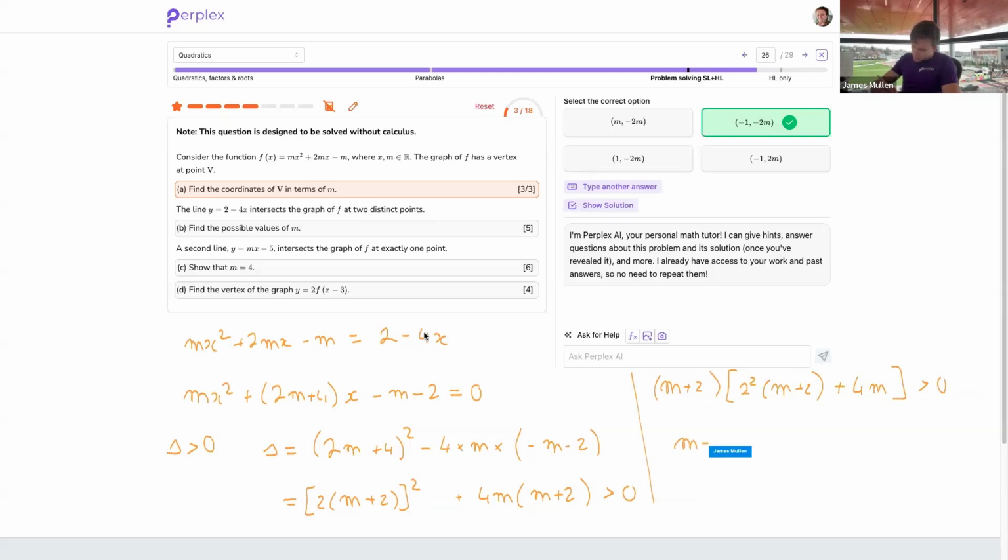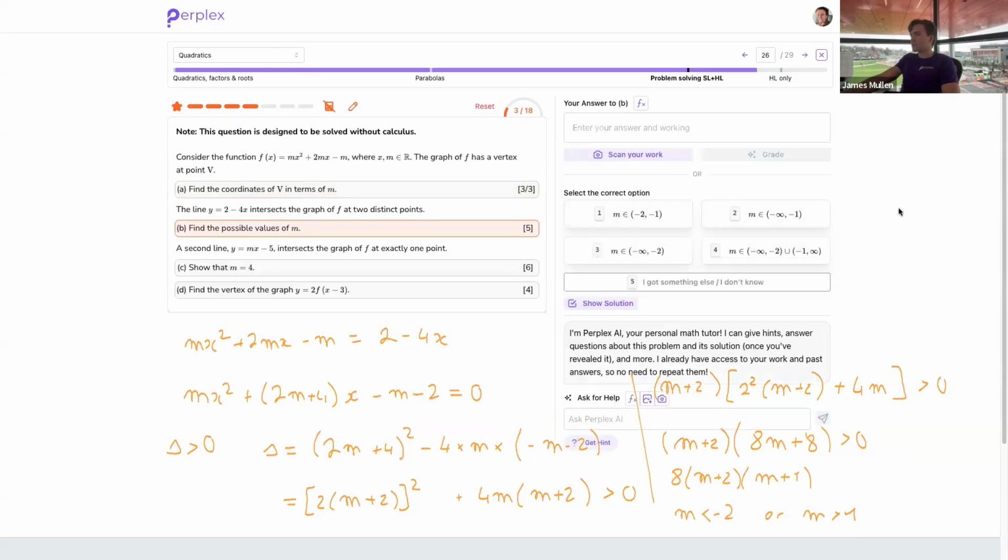So this is m plus 2. And this is going to be 4m plus 8 plus 4m. So 8m plus 8 is greater than 0. And because this is a concave up parabola, it means that this becomes 8, m plus 2, m plus 1. Roots are minus 2 and minus 1. So m is either less than minus 2 or m is greater than minus 1. Let's see if that is in the answers here. So from negative infinity up to minus 2, and then from negative 1 to infinity.